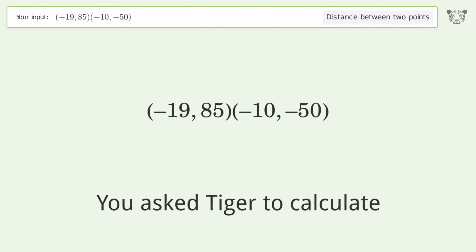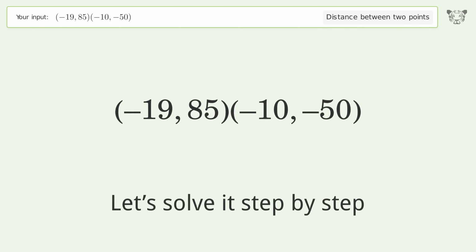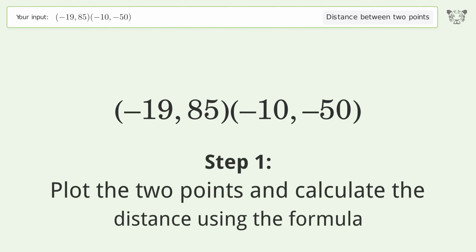You ask Tiger to calculate. This deals with the distance between 2 points. The distance between the 2 points is the square root of 18,306, or 135.3. Let's solve it step by step. Plot the 2 points and calculate the distance using the formula.